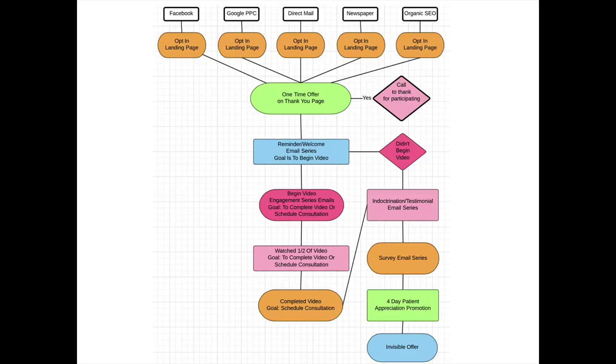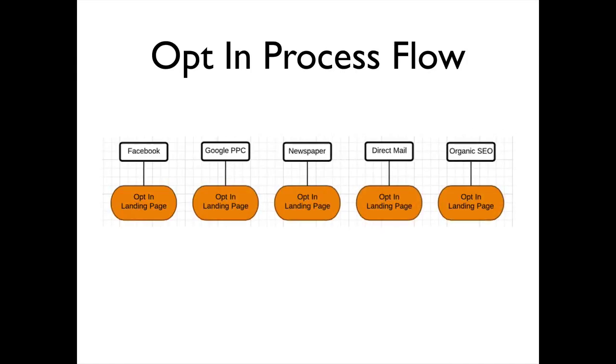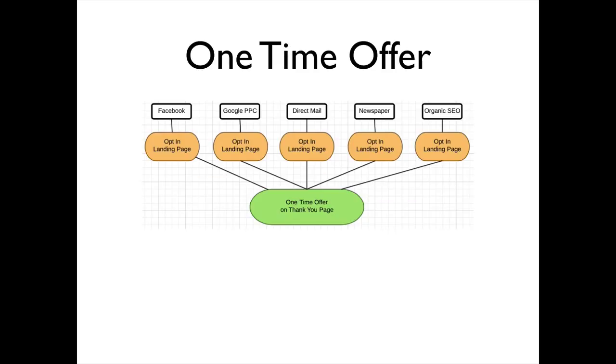Up at the top are the advertising sources that feed your marketing funnel. In this example, we used Facebook, Google pay-per-click, direct mail, newspapers, and organic search engine optimization as lead sources. All of our advertising was targeting those with dentures, partials, or missing teeth, or those folks just generally unhappy with their smile. We were offering a free video in exchange for their name and email address.